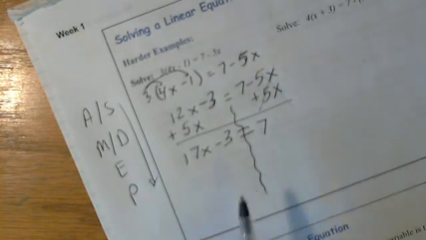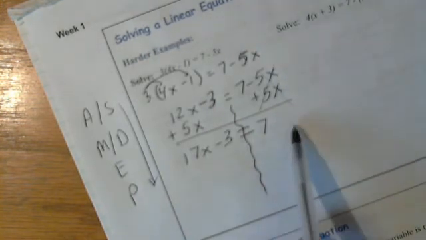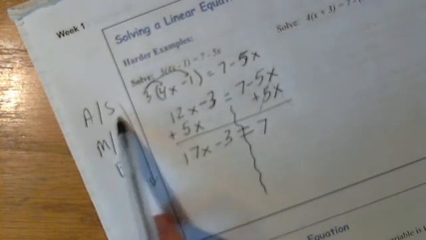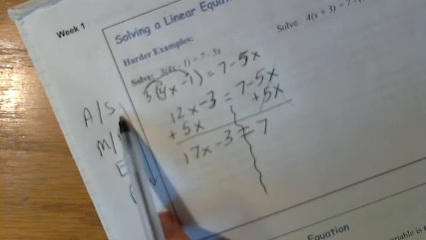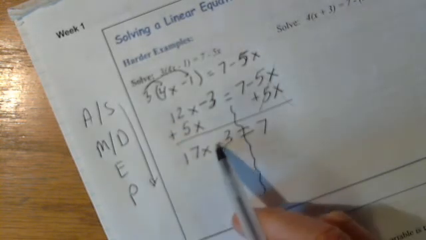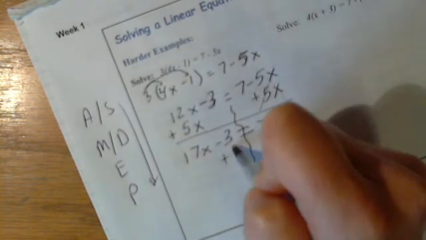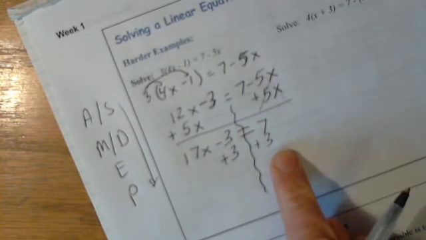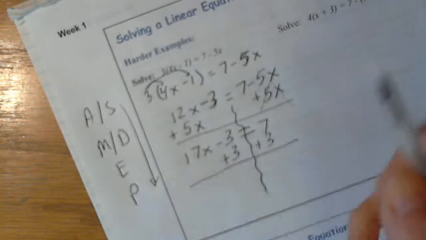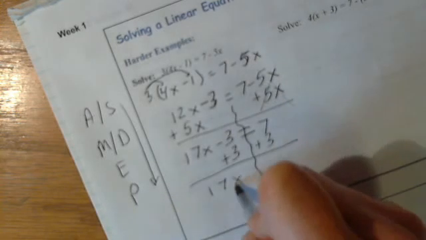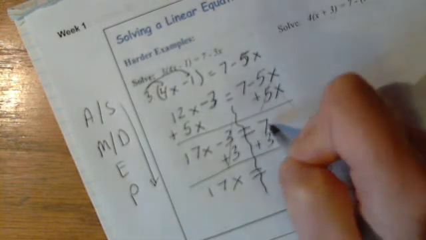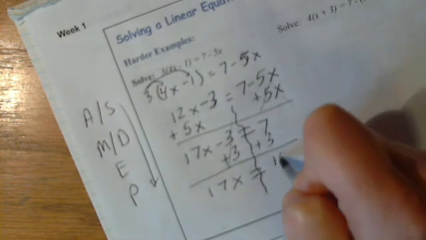Alright, let's look for our next step. There's nothing to do with this side of the equation, so I'm not going to look there. Let's look over here. Again, undo any addition or subtraction. So I'm going to undo minus 3 by going plus 3. And I know I can do that because I've got a plain number over here also. Alright, on the left side, 17x. 3's are gone. Minus 3 plus 3 makes 0. On this side, 7 plus 3 is 10.